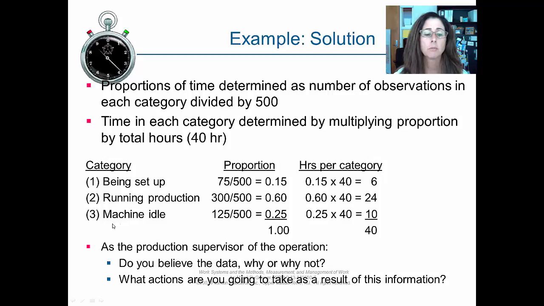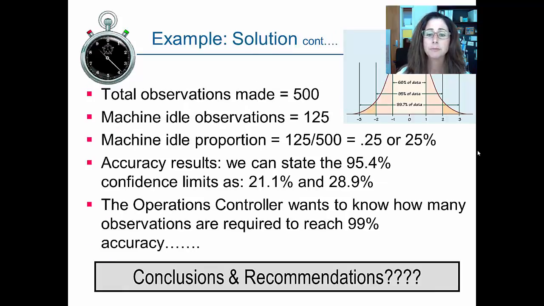The example I'm going to go through, I'm going to use the category machine idle to do the first round of analysis for this work sampling study, and then I want you to practice doing the same analysis for being set up and running production after we go through the numbers. We had 500 observations. We found the proportion of time the machines spent in each operation, and you're going to bring some analysis and thoughts about these questions when you come to class, and we'll go over this problem, as well as going over the setup and running production categories that you're going to analyze yourself for practice.